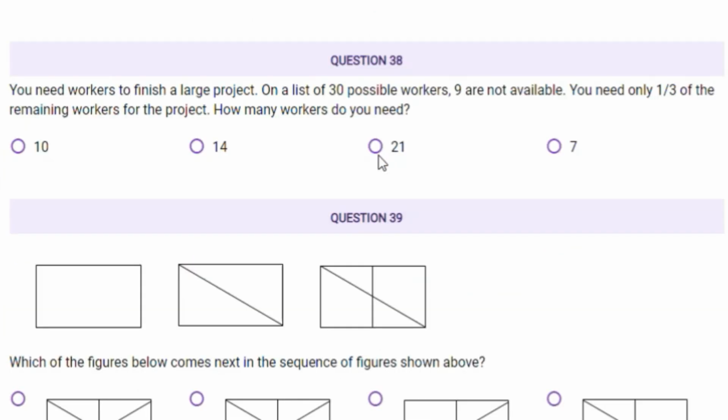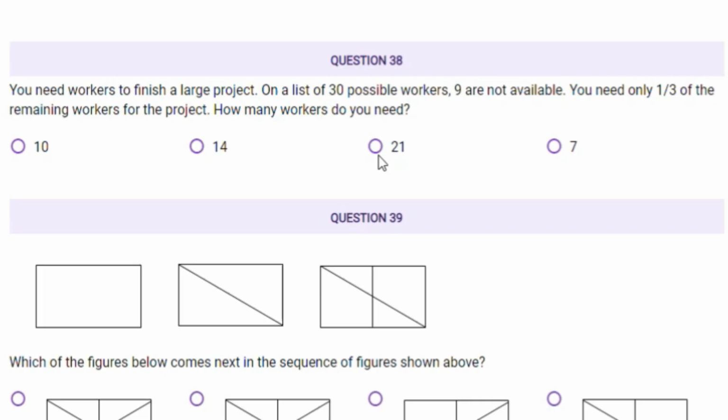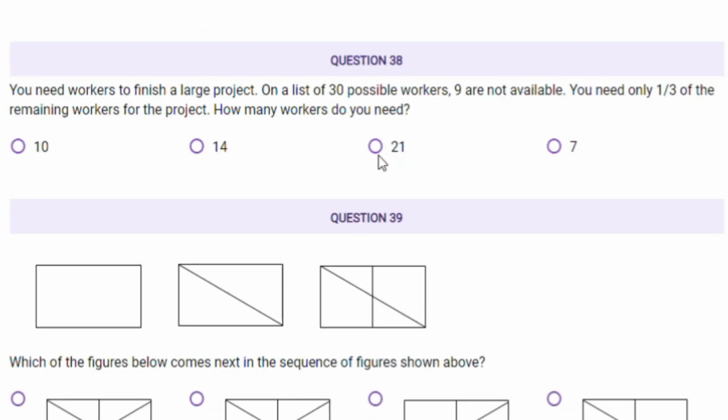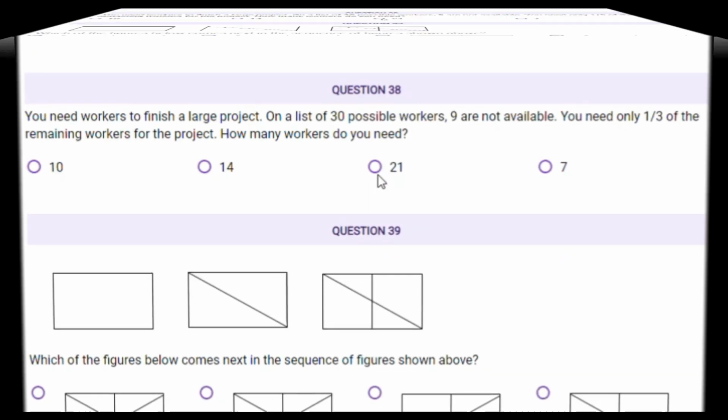Answer, 7 workers. Explanation, total workers equals 30. Not available equals 9. Available workers equals 30 minus 9 is equal to 21. 1/3 of 21 is equal to 7. Correct answer, option 4, or 7 workers.